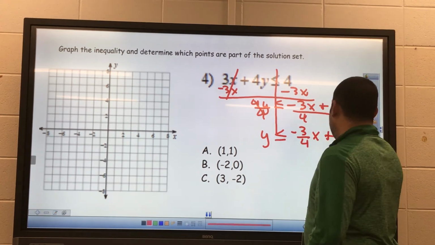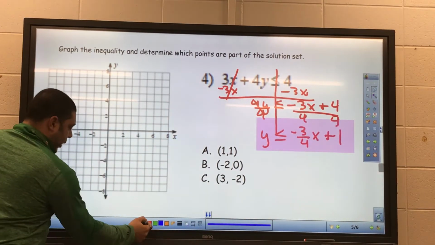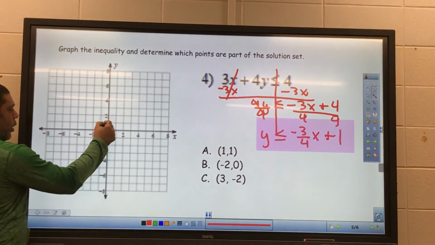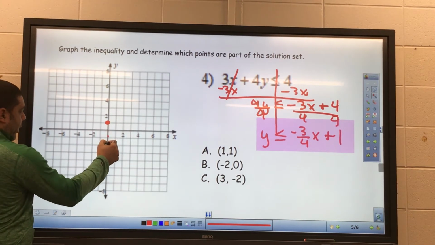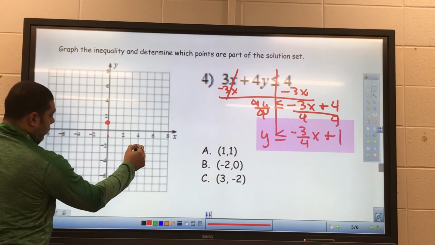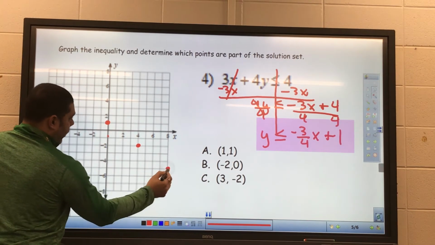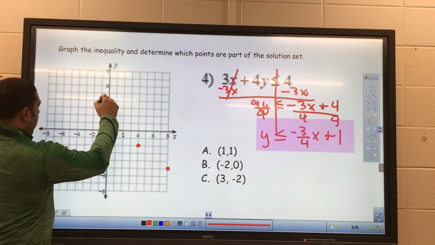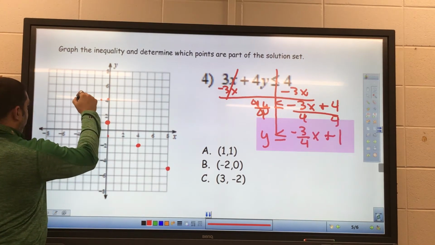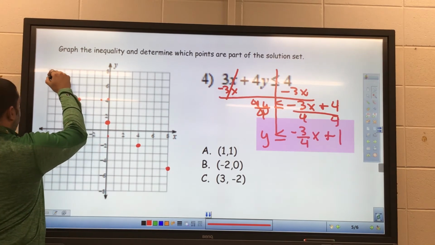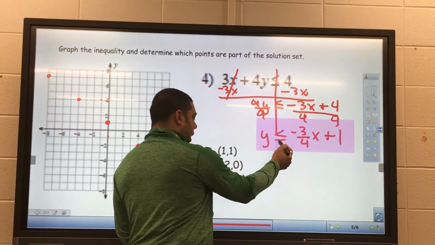So there, again, this is what I look at in order to do my graphing of my inequality. Y-intercept's 1, and the slope is -3/4. So that's down 3, right 4. Maybe we're going to go the other way. Up 3, left 4.